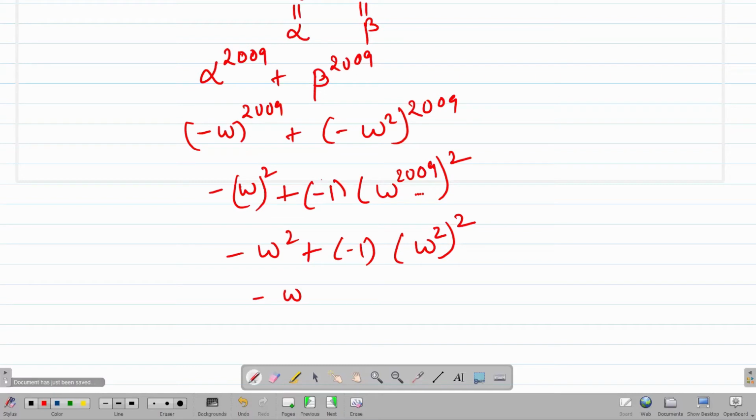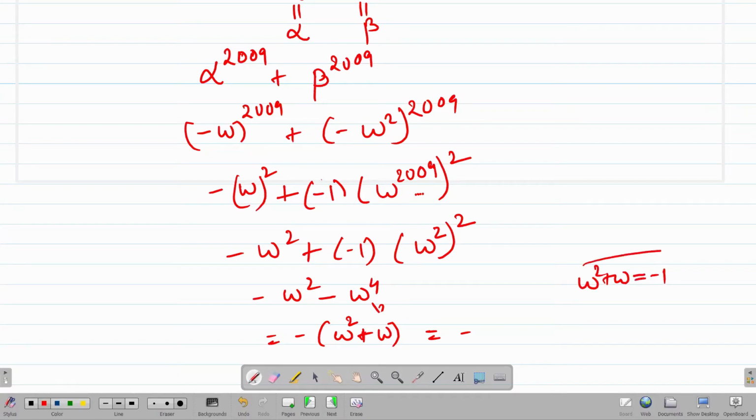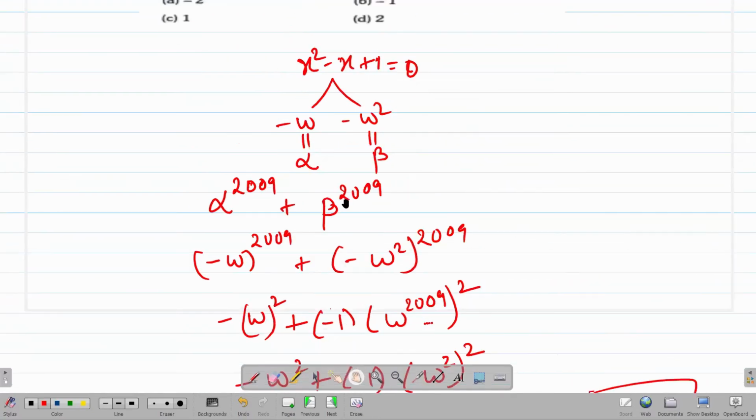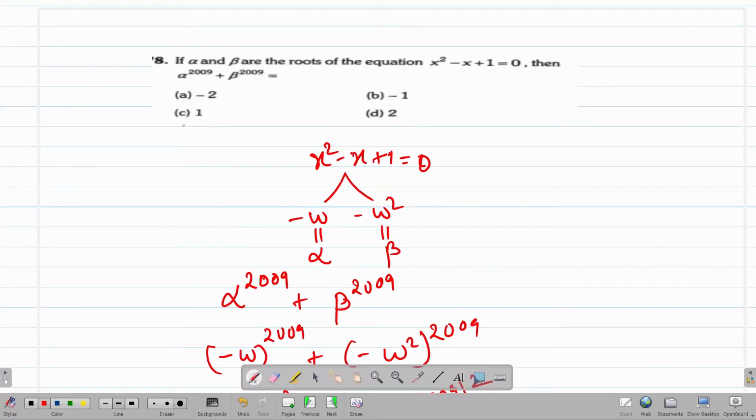So this is minus omega square and minus omega to the power 4, which is again minus, and this is omega. So my answer is omega square plus omega. As the sum of the cube roots of unity is 0, omega square plus omega is minus 1. So this comes out to be plus 1, and my correct option is plus 1.